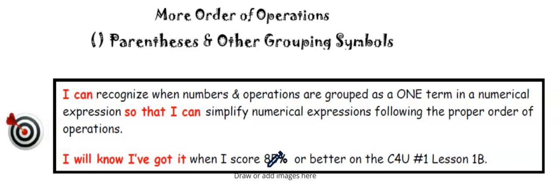All right, in this lesson, we're going to build more on our order of operations because we're going to also include now our parentheses in our numerical expressions and other grouping symbols. So I can recognize when numbers and operations are grouped as one term in a numerical expression so that I can simplify the numerical expressions following the proper order of operations. I will know I've got it when I score an 85% or better on the assignment following the lesson.